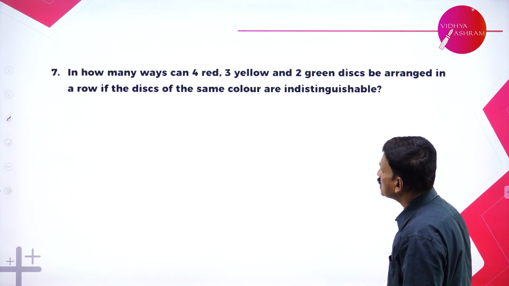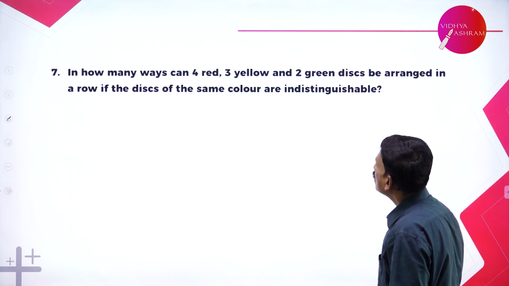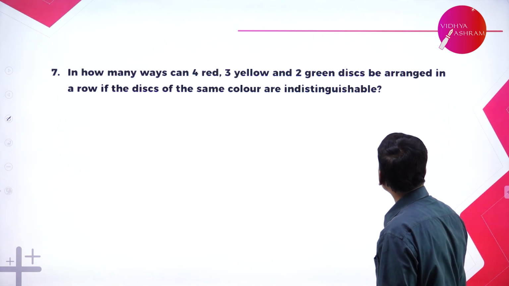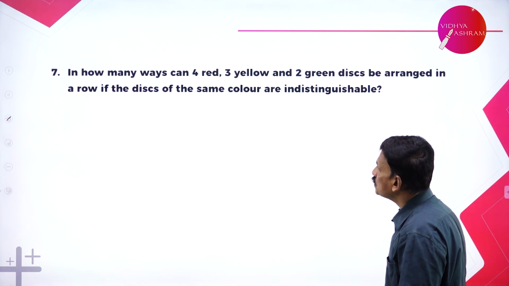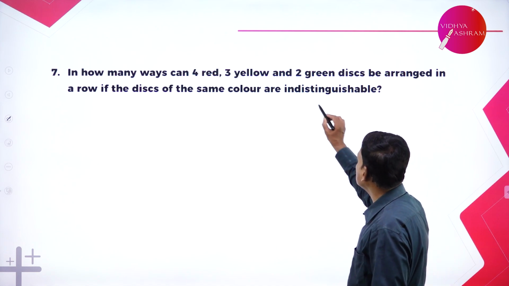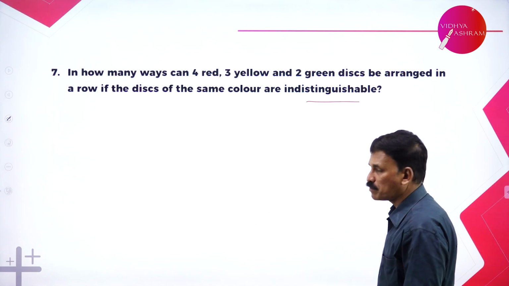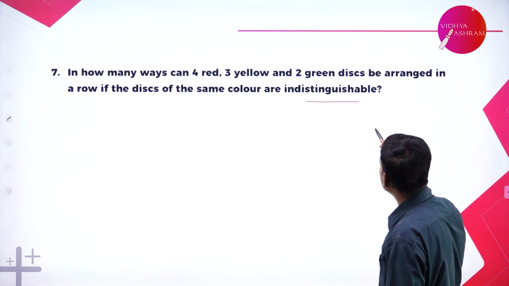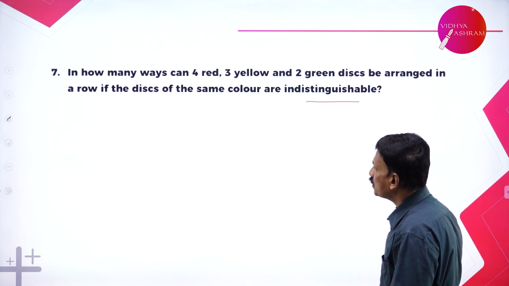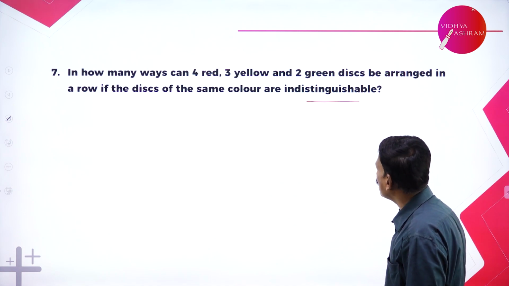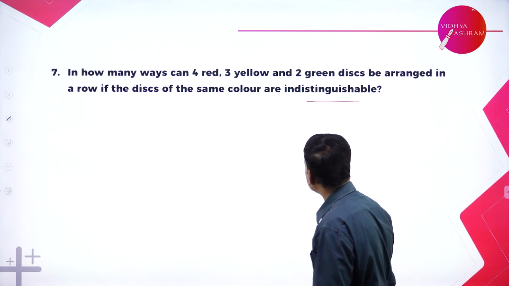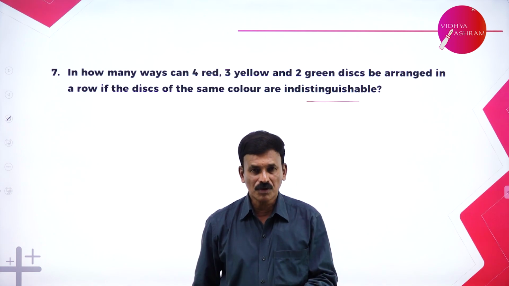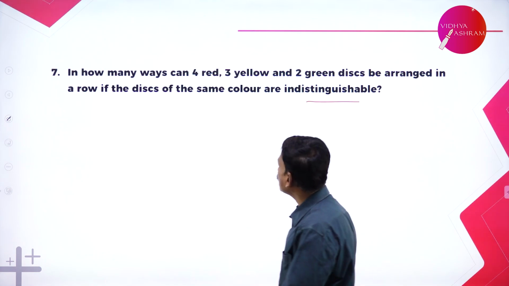In how many ways can 4 red, 3 yellow and 2 green discs be arranged in a row if the discs of the same color are indistinguishable? So in how many ways can 4 red, 3 yellow, 2 green discs be arranged in a row if the discs of the same colors are indistinguishable? Now what is the problem given? So what are the given conditions?